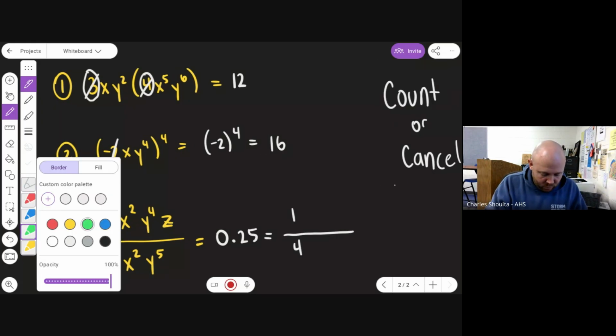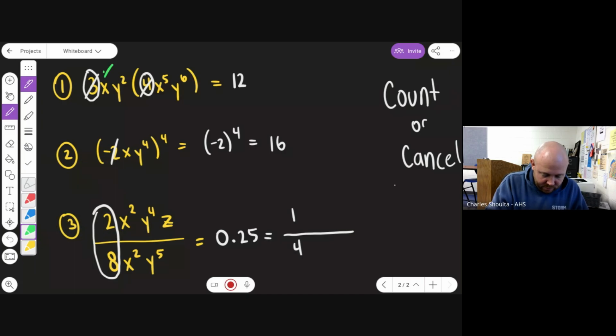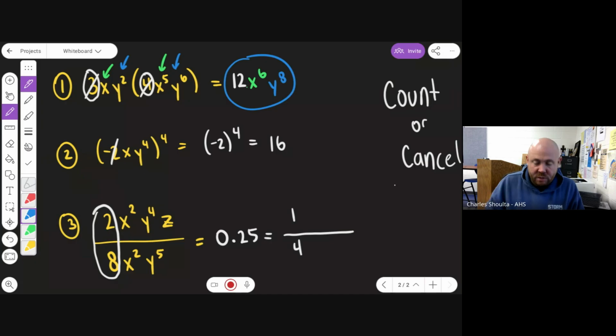I've got 1x here, got 1x there, and I've got 5 there. So 1x and 5x is going to give me 6 total x's. And on my y's, I've got a couple y's there, and I've got 6 more there. So I have y to the 8th. There we go. There's my final answer, and that is how you simplify it. You just count them up.